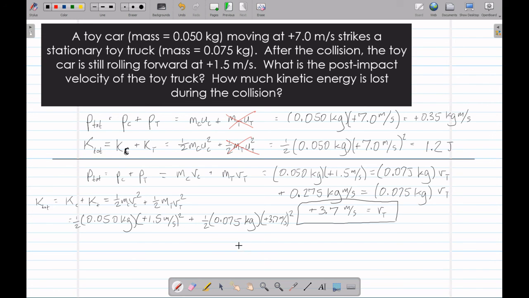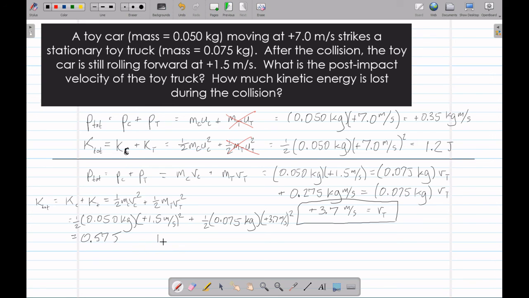I'm not going to go through the individual step-by-step process, but what you should come up with is that the total final energy is 0.57 joules, which is, of course, less than 1.2 joules because this is an inelastic collision, as we would expect a real-life collision to be.